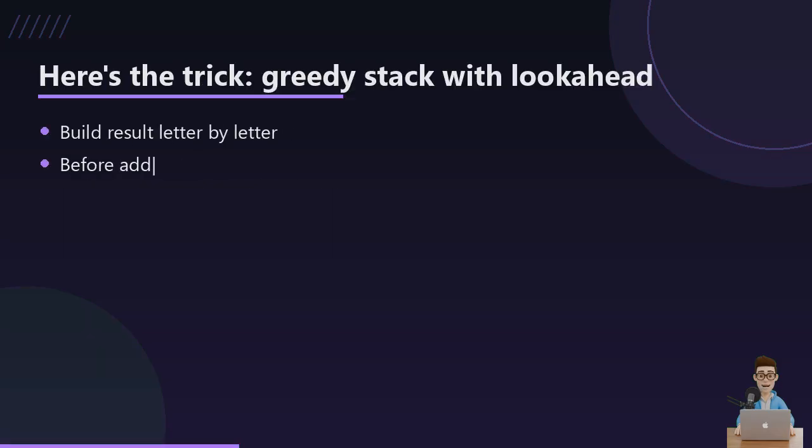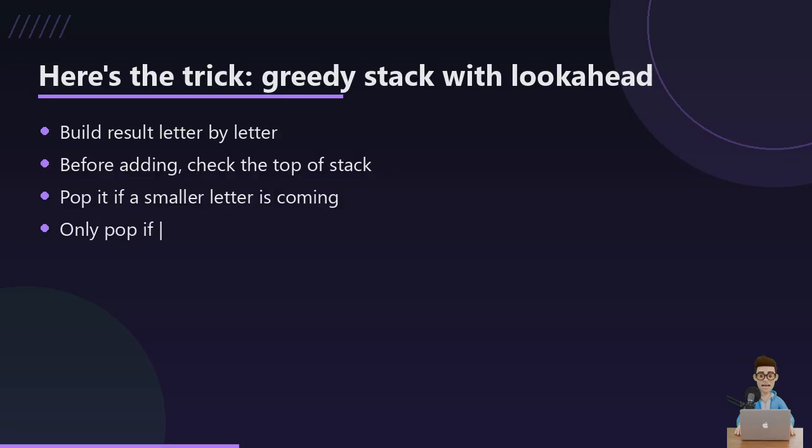So here's the trick. We walk the string and try to build our answer as a stack. Before we push a new letter, we look at the top of the stack. And if that top letter is bigger than our current letter and it shows up again later, we kick it out now and add it back when we see it again. In short, we always prefer a smaller letter now, but only if we're not losing a letter we can never get back.